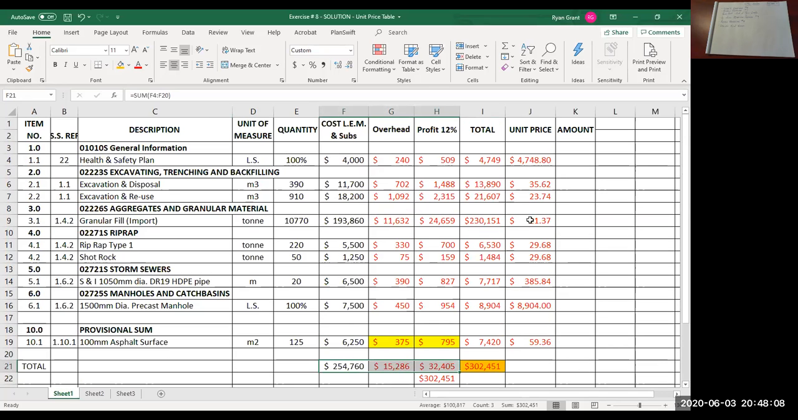For your unit price on the end, all you're doing is simply taking your total number here and dividing it by the quantity. So the blue cell divided by the red cell.